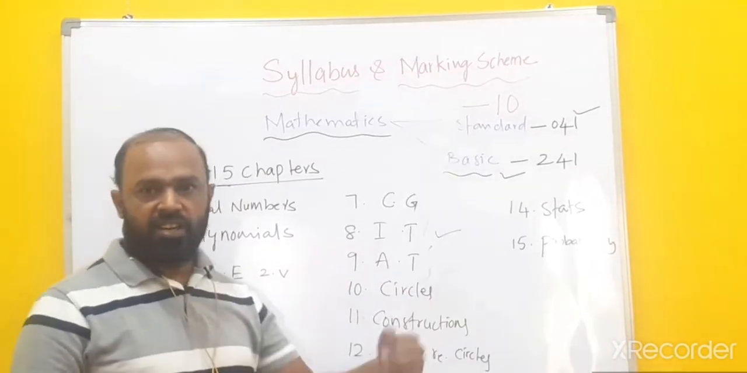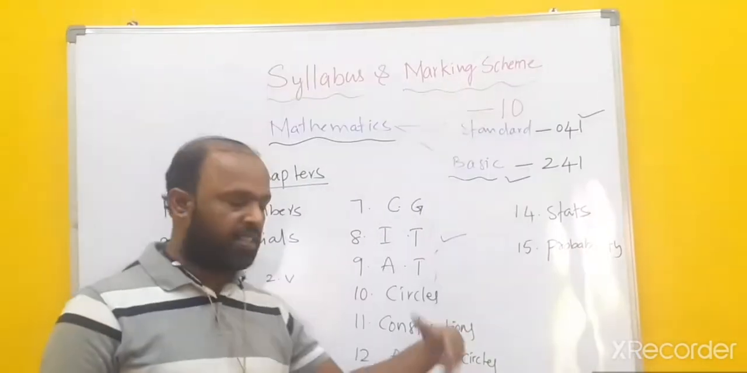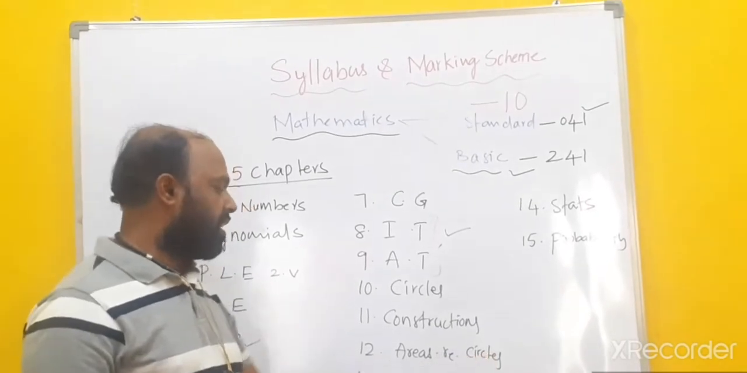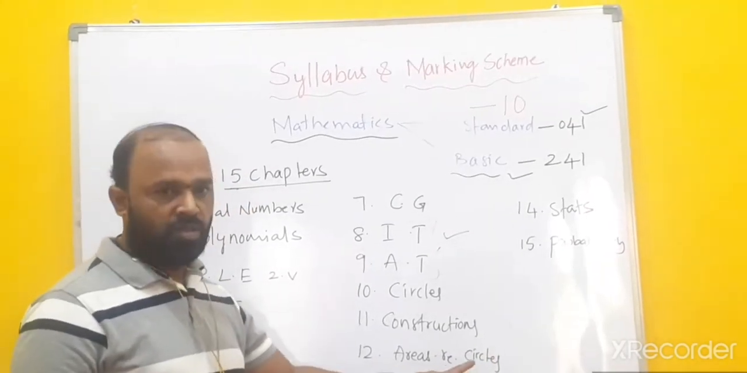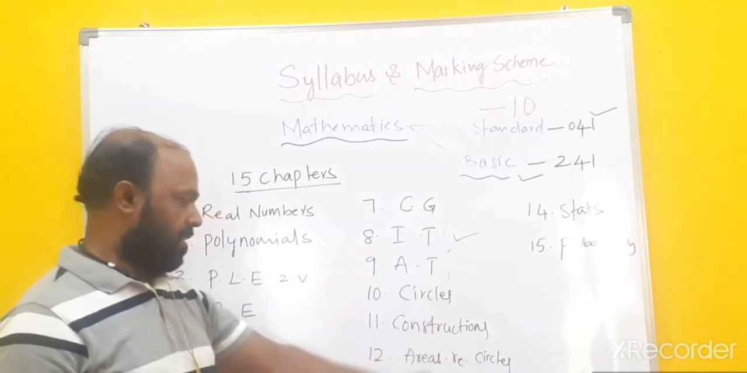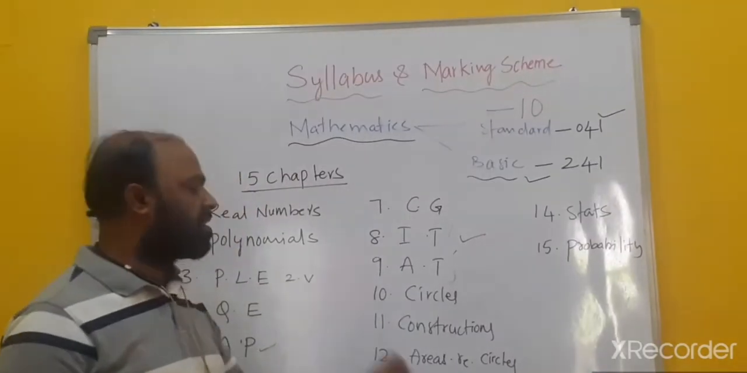And circles, which you did last year, are extended a little here, and constructions are the same thing, extended a little from 9th to 10th. Areas related to circles and surface areas and volumes are both mensuration related chapters.